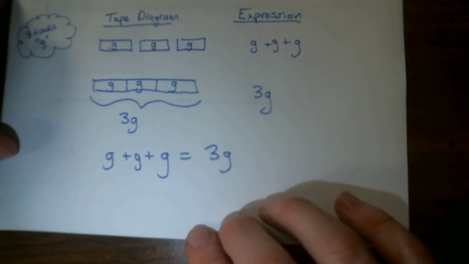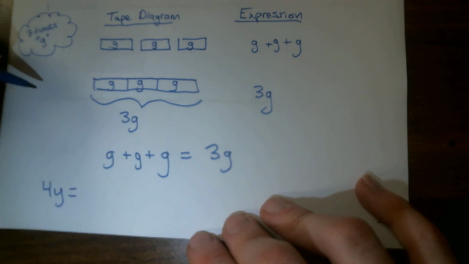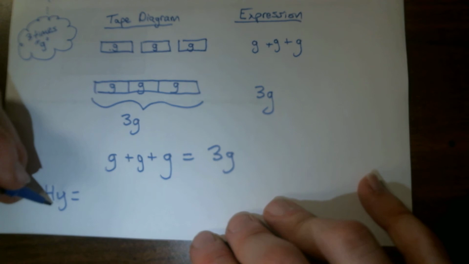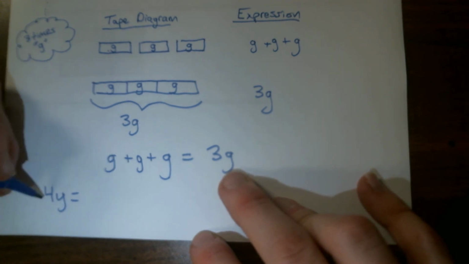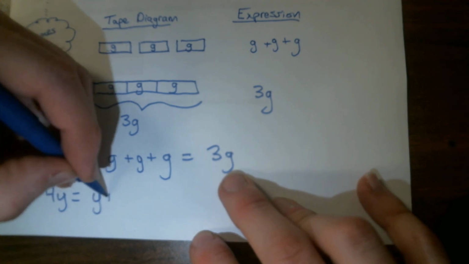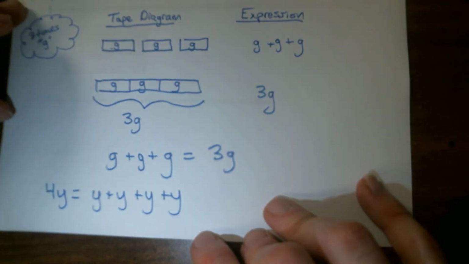So let's say I gave you 4y. What would you say 4y is equal to? Well, look at the pattern we're starting to see here. The 4 tells me 4 times y. Well, that means I have y plus y plus y plus y.